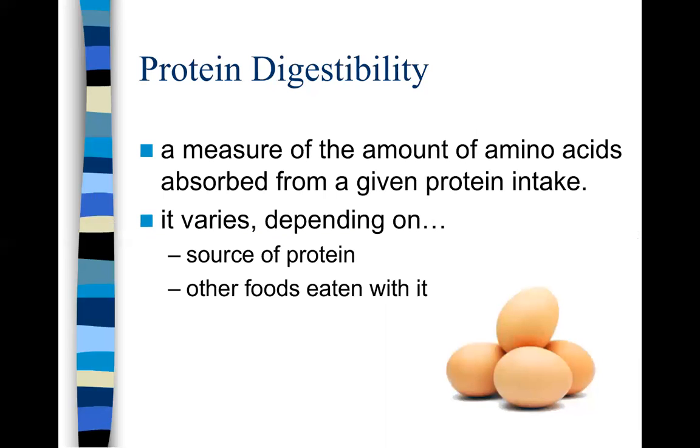Protein digestibility has to do with how many amino acids we absorb from a given protein. So it can vary depending on the source of the protein or other foods eaten with it. Like I said, animal proteins tend to be more digestible than plant proteins. Plant proteins can sometimes be trapped by different fibers within the plant, or potentially plant proteins may be trapped within an insoluble seed, and if we don't chew that seed, we don't access the protein within the seed. So eggs are pictured here because they're a very digestible source of protein.